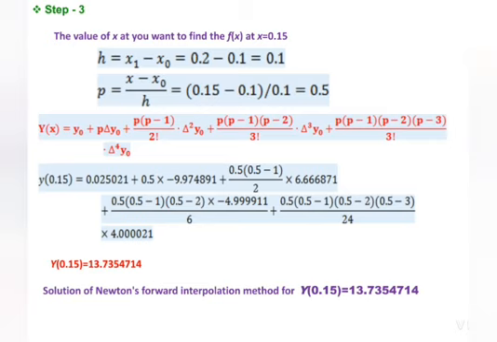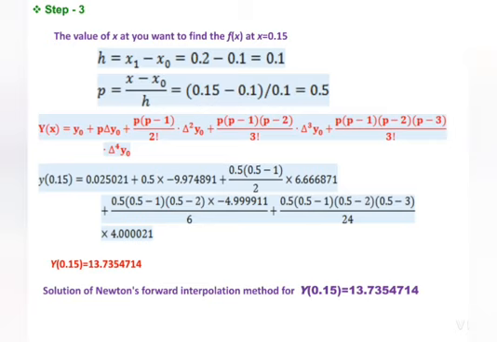So now apply the values in the formula. The x value is 0.15 and y0 value, p into del y0 value, then p into p minus 1 divided by 2 factorial, and so on. So applying the known values using the table and also the calculated values of p and h, we can solve and complete the calculation. We get the answer 13.7354714. This is the interpolating value.